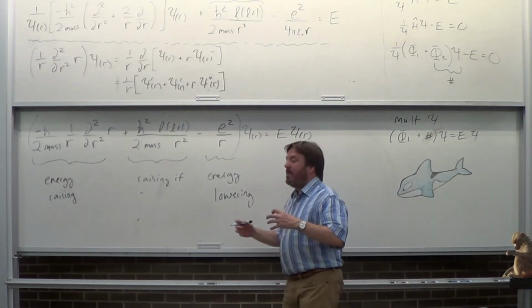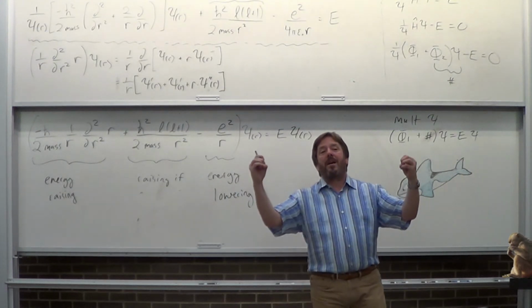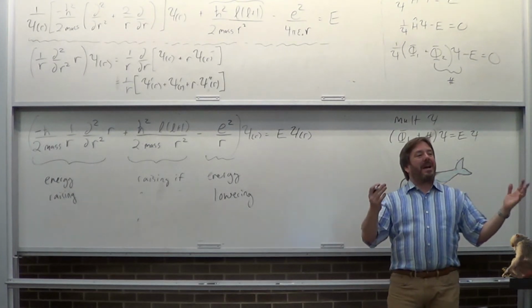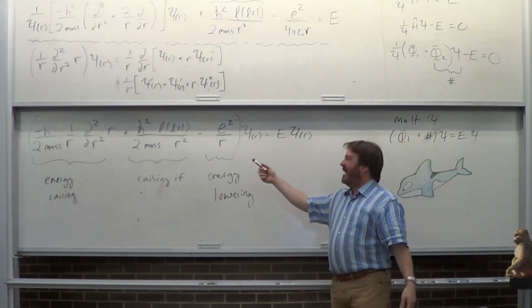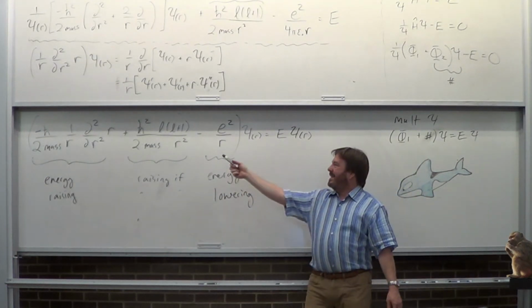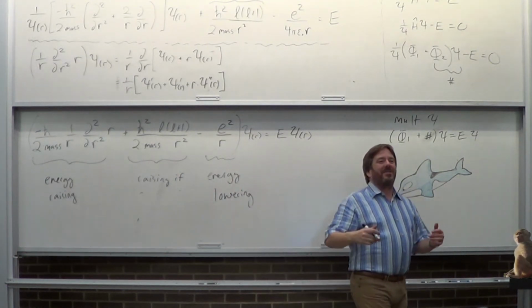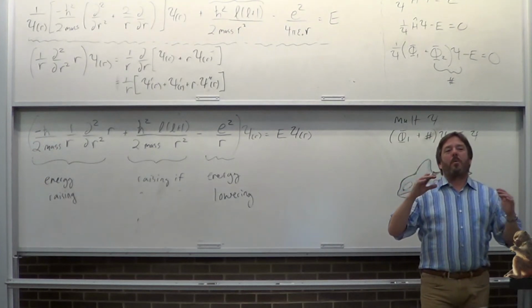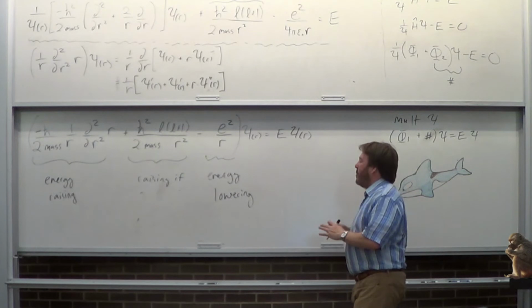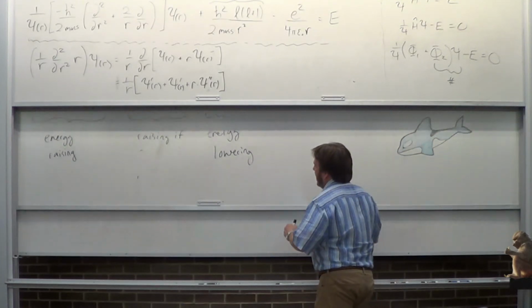Energy lowering, that's obvious. But what would happen if the electron went into the nucleus? It would have infinite energy, right? Technically, I mean, you have 1 over 0, right? It would release infinite amounts of energy. So heads up, the wave function can't allow that. And now I'm going to write the wave functions here to see that property.